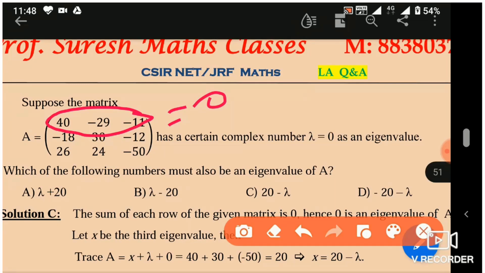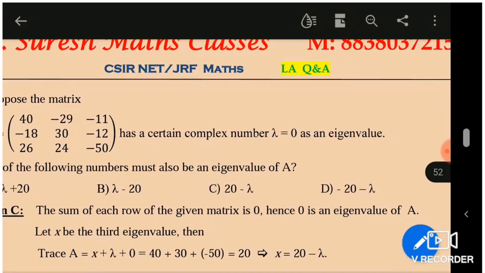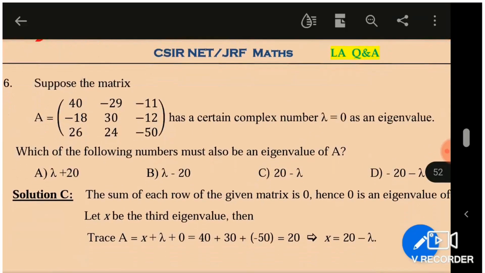So when you add a row and 0 comes, 0 must be an eigenvalue. So already lambda is an eigenvalue, and now another eigenvalue is 0. Let x be the third eigenvalue. What is the trace? Trace means sum of the diagonal entries. So 40 plus 30 minus 50, that is 20. So one eigenvalue is lambda and another eigenvalue is 0.